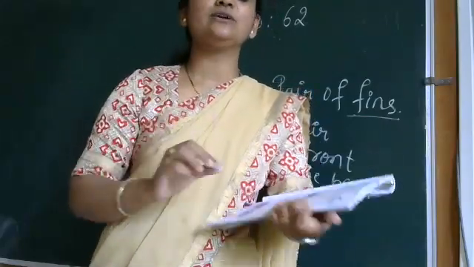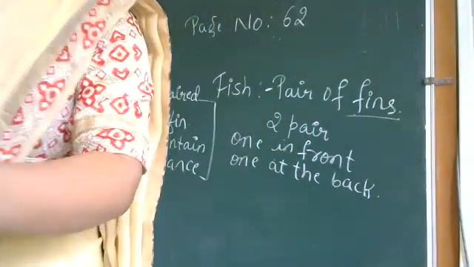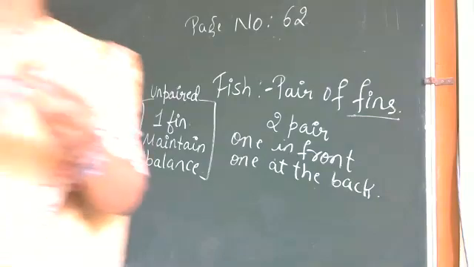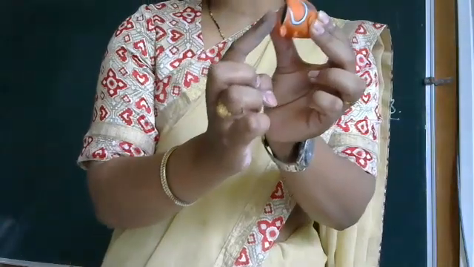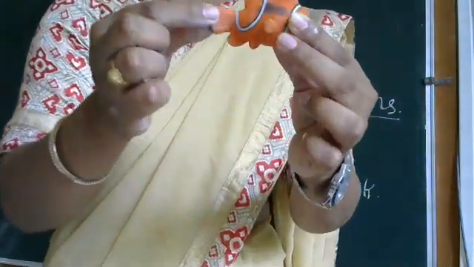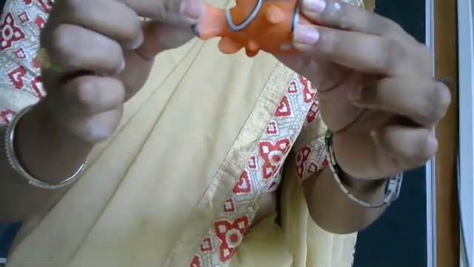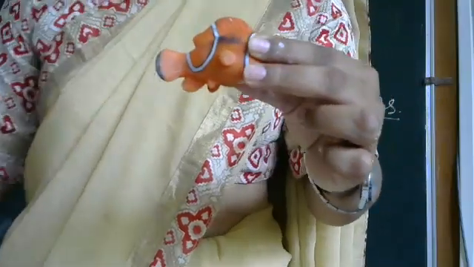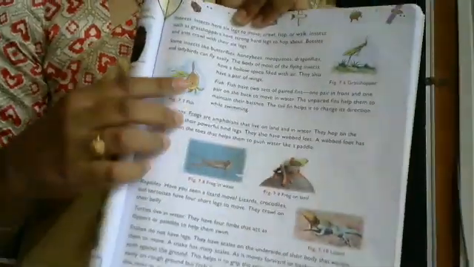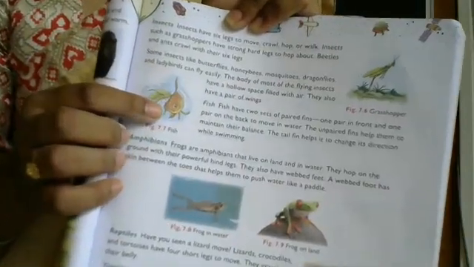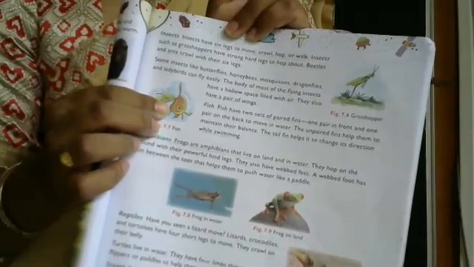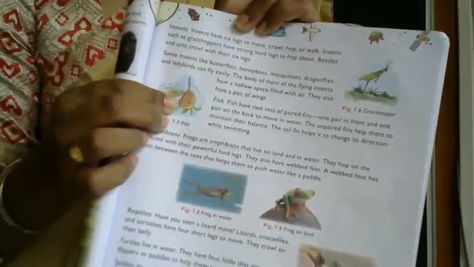The tail fin, which is at the backward. The tail fin will help to change its direction while swimming. Did you get it? See here, this is the tail. Page number 63, fish. They have told each function of the fish, each part of a fish. Did you get it?